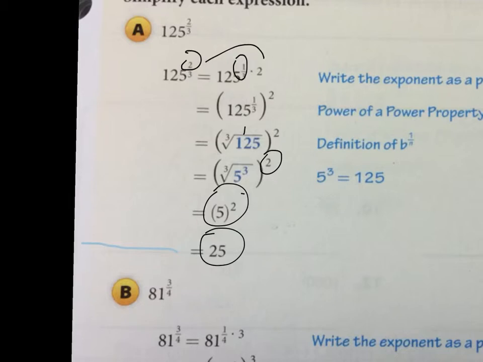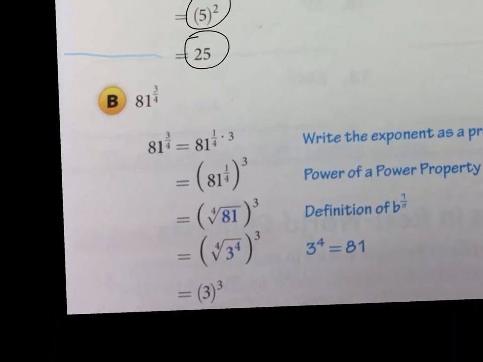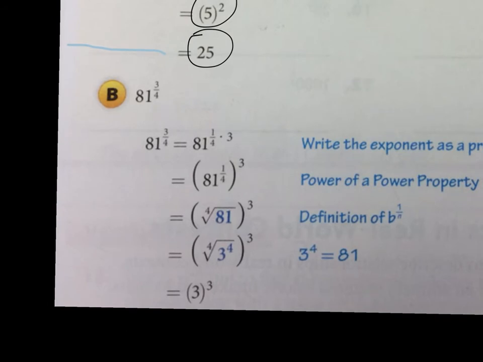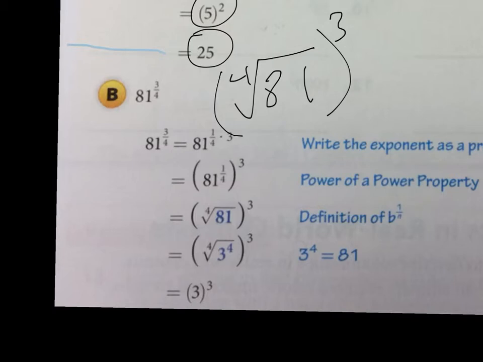Okay, now we're going to look at this next one. We're going to look at 81 to the 3/4 power. So what they're going to do is they're going to take 81. That's basically the 4th root of 81, and then we're going to cube it. So remember, the 4th root of 81 is 3, because it's 3 times 3 times 3 times 3. And since the 4th root of 81 is 3, then we're going to cube it. That's going to be 27.